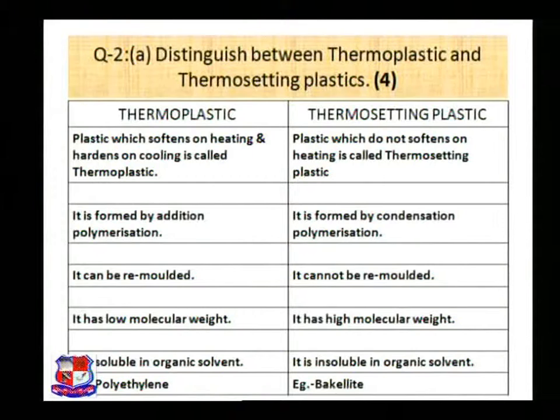Thermoplastic is formed by addition polymerization and thermosetting plastic is formed by condensation polymerization. Also, thermoplastic can be remolded, but thermosetting plastic cannot be remolded. Thermoplastic has low molecular weight, thermosetting plastic has high molecular weight. It is soluble in organic solvent, but thermosetting plastic is not soluble in organic solvent. Example of thermoplastic is polyethylene and thermosetting plastic is bakelite. So this one has to remember whenever you are planning for these things.